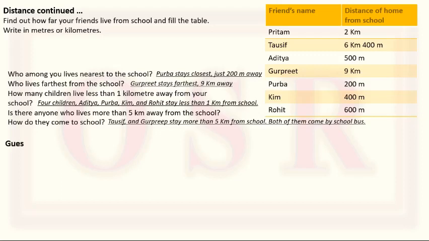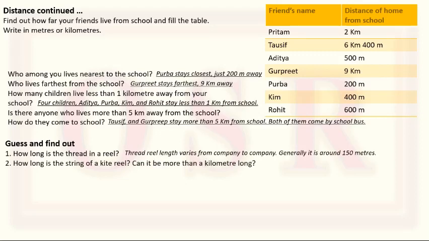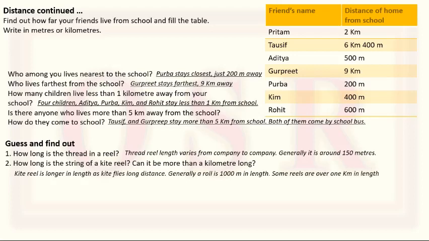Okay? Guess and find out how long is the thread in a reel. Thread reel length varies from company to company. Generally, it is around 150 meters. How long is the string of a kite reel? Can it be more than a kilometer long? Okay. Kite reel is longer in length as a kite flies long distance. Generally, a roll is 1000 meters in length. Some reels are over 1 kilometer in length.